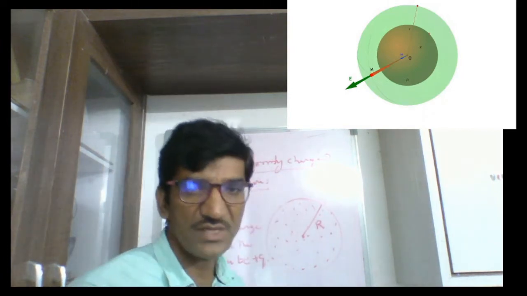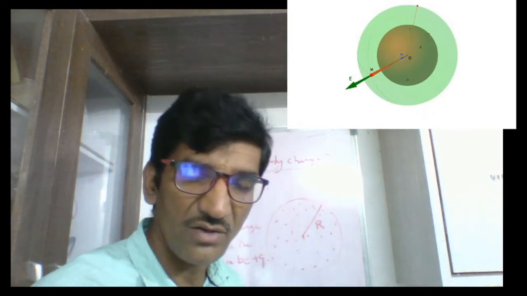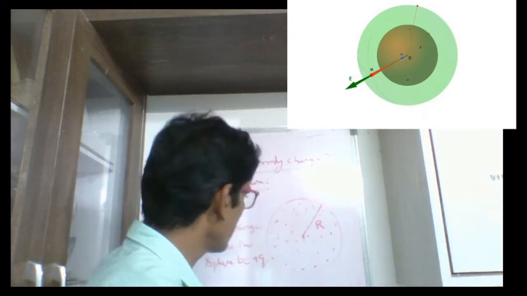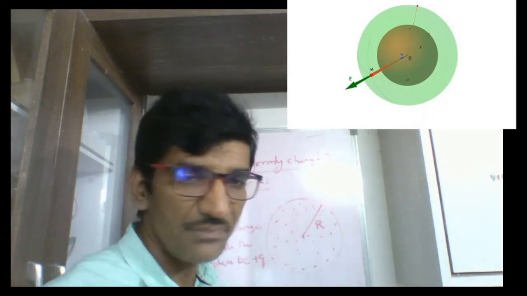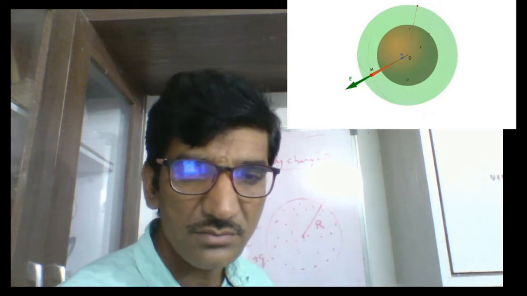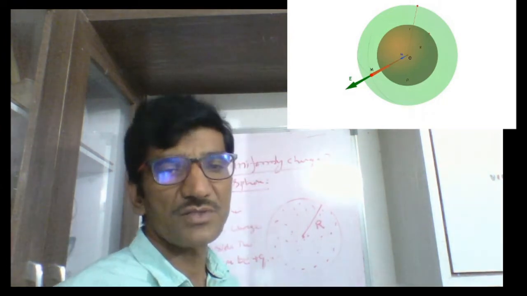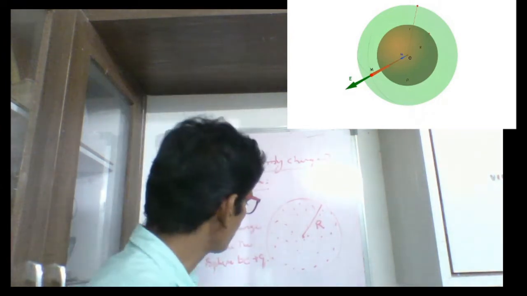How much charge is there? Plus q coulombs charge is there across the entire sphere. Total charge: how much charge is stored in this solid sphere? Q coulombs of positive charge.